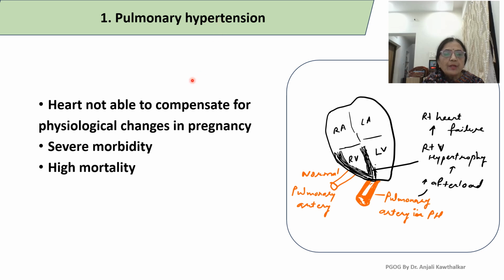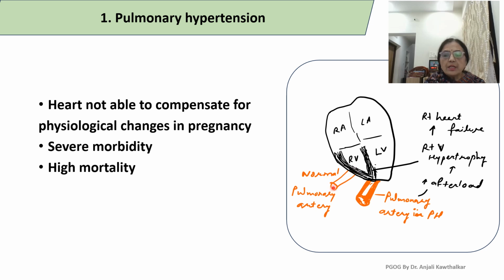What is happening in pulmonary hypertension? Heart is not able to compensate for physiological changes in pregnancy with pulmonary hypertension. It is associated with severe morbidity and high mortality. Now, diagrammatically, as we can see here, there is an increased resistance to the pulmonary circulation. This is the normal pulmonary artery. Pulmonary artery carries deoxygenated blood from right ventricle to the lungs, and as the blood gets oxygenated, pulmonary vein is draining the oxygenated blood into left atrium.